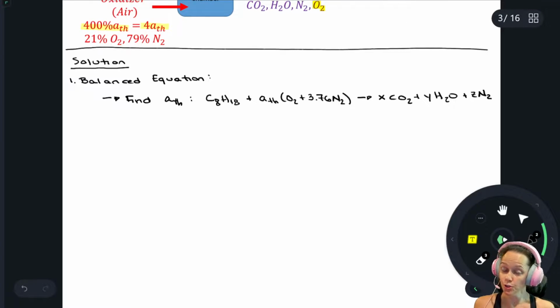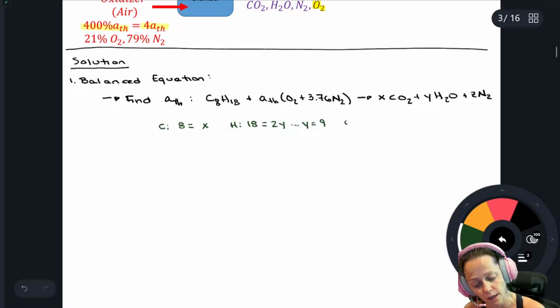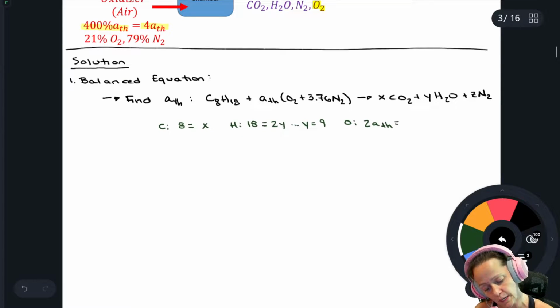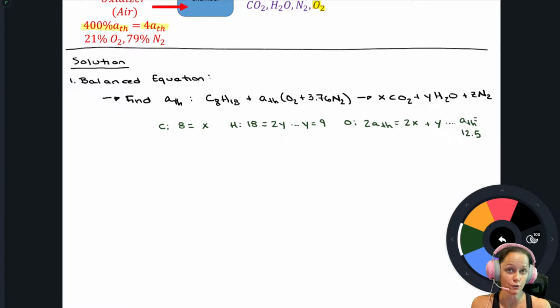So what I need to do is do my mole balance again. So let's go do that. So on my carbon, I've got 8 on the left-hand side, I've got X on the right-hand side. For my hydrogen, I've got 18 on the left-hand side and I've got 2Y on the right-hand side, so Y is equal to 9. For my oxygen, I've got 2 a_th on the left-hand side, and on the right-hand side, I've got 2X plus Y. So my a_th ends up being 12.5. And so that's it. I don't even have to solve for that last Z value. It doesn't matter.